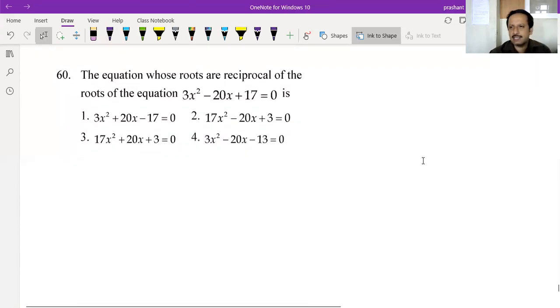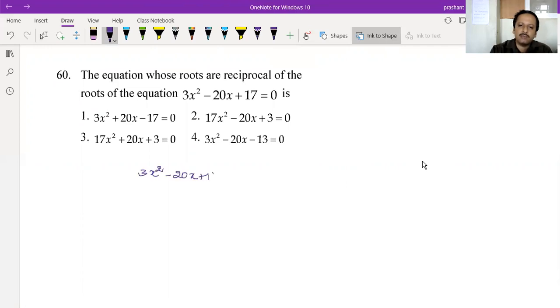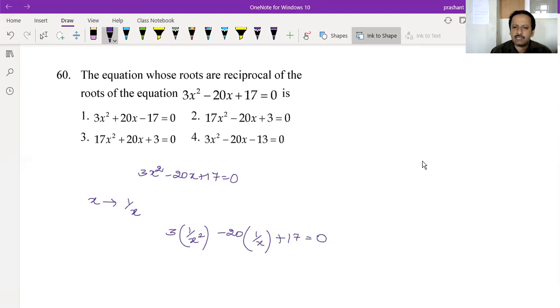Look at question number 60, the last question of the day. The equation whose roots are reciprocal of the roots of the equation. Here we have the equation 3x square minus 20x plus 17 equal to 0. We want another equation whose roots are the reciprocal of the roots of this equation. To get that, we change x to 1 by x. Wherever there is x, you replace it by 1 by x. So this becomes 3 into 1 by x square minus 20 into 1 by x plus 17 is equal to 0.